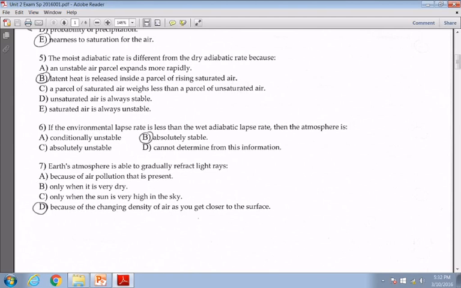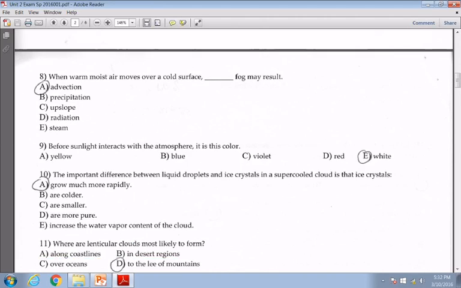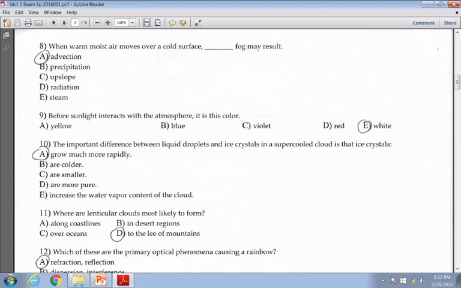Question number 5, the moist adiabatic rate or the wet adiabatic rate is different from the dry adiabatic rate because latent heat is being released as water vapor condenses. B is the best answer there. Question 6, if the lapse rate is less than the WAR, then B, the atmosphere is absolutely stable. Question 7, the Earth's atmosphere is able to refract light rays because of D, we have different densities which act as different mediums.